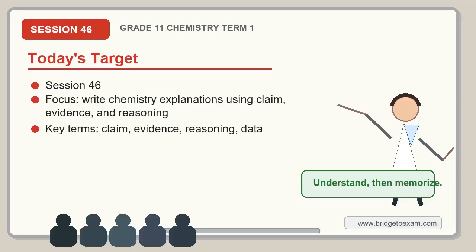Welcome, class. Today our session title is Week 12, Session 46, CER: Claim, Evidence, and Reasoning in Chemistry. We will move slowly and make the chemistry understandable. Your goal is to write chemistry explanations using claim, evidence, and reasoning. Listen for these key terms: claim, evidence, reasoning, data, particle model.